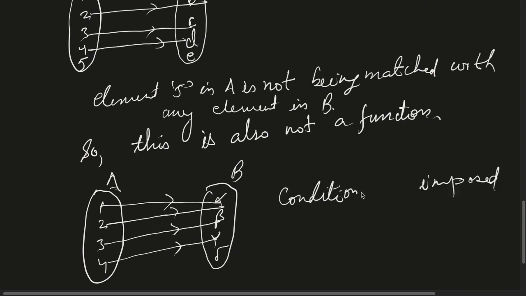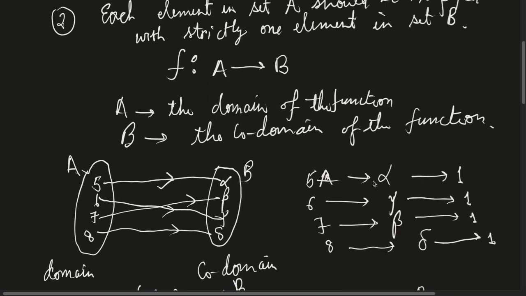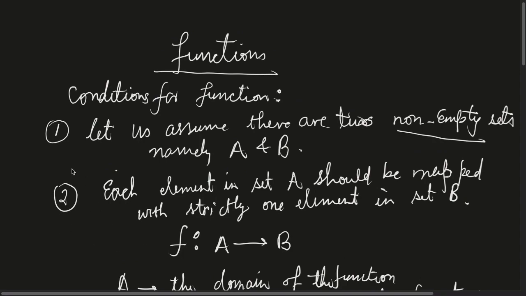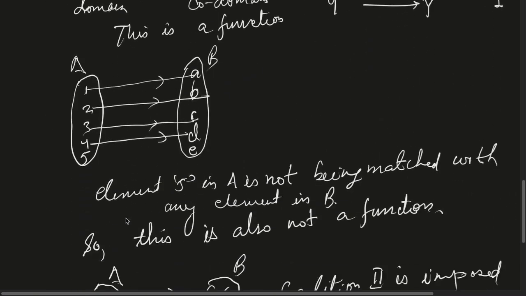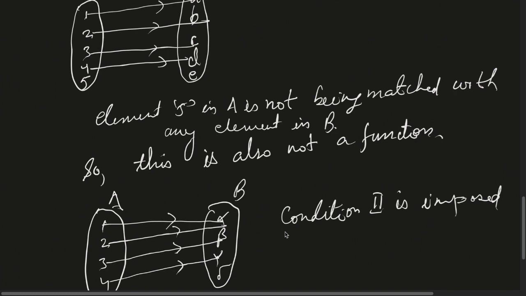So condition 2, this is the condition 2. If you do not remember, this is the condition 2. So condition 2 is imposed on the domain set only, that is on set A only. Condition 2 is imposed on the domain set only and not on the codomain set.